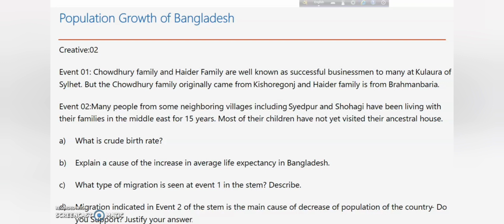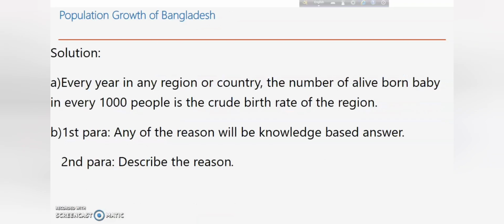The next question is, explain a cause of the increase in average life expectancy in Bangladesh. What type of migration is seen in event 1 in the stem? You have to describe it. And the next question is, migration indicated in event 2 of the stem is the main cause of decrease of population of the country. Do you support it? You have to justify the answer.